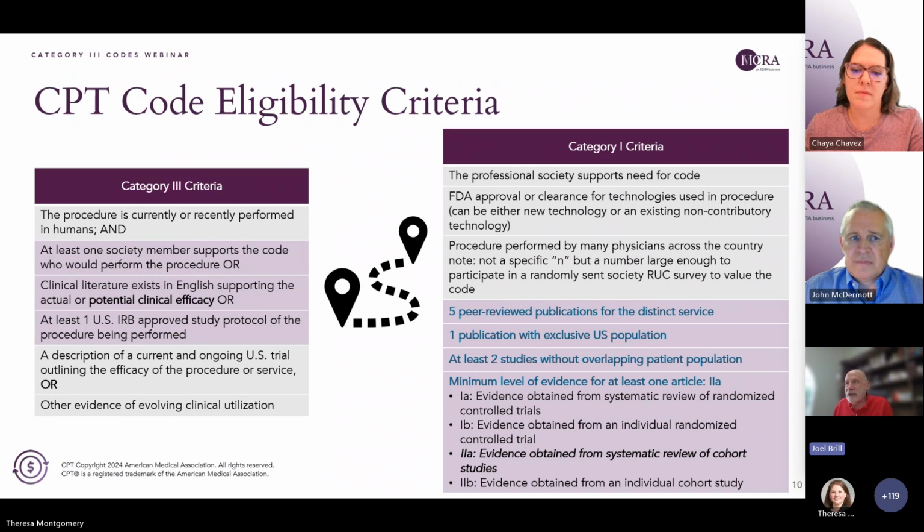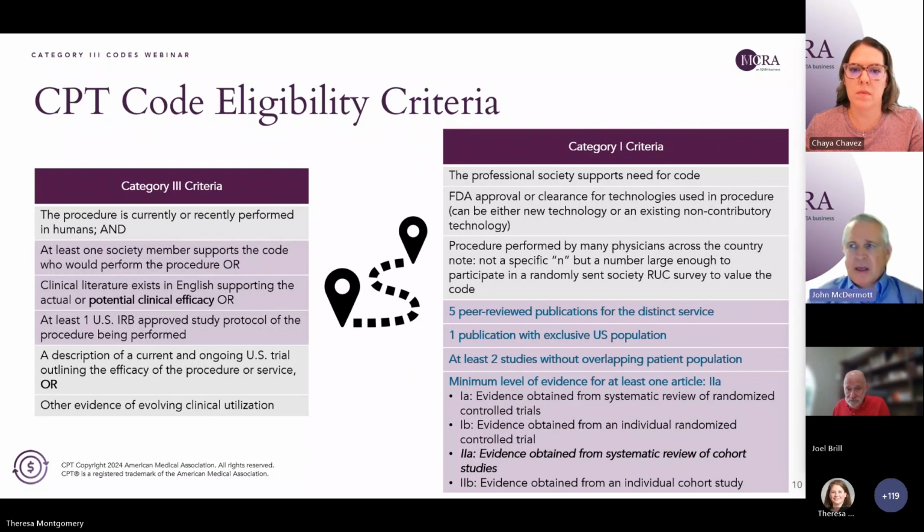So as you know, as Chaya said beforehand, something's going to happen in that 5-year period of time. It's either you've moved from a 3 to a 1, you've requested that that 3 remain for another 5 years, or you let that 3 expire. But because of the literature and utilization requirements, it's important to have those in place when thinking about how you can compress that timeline from moving from a 3 to a 1.